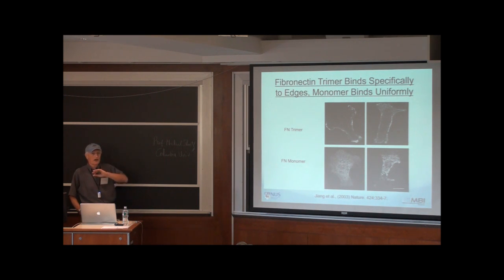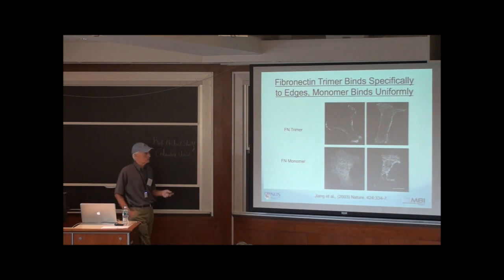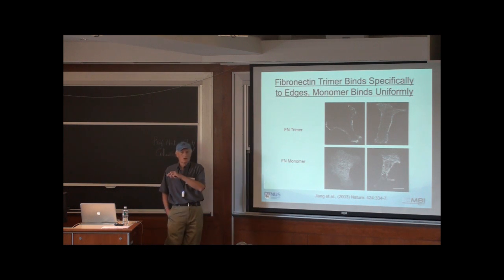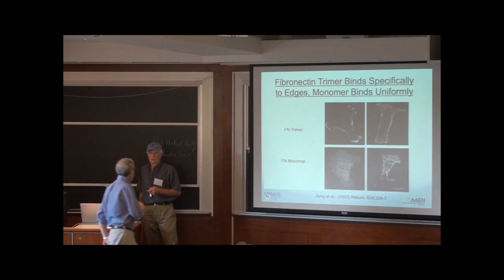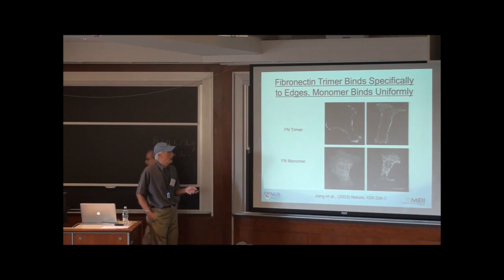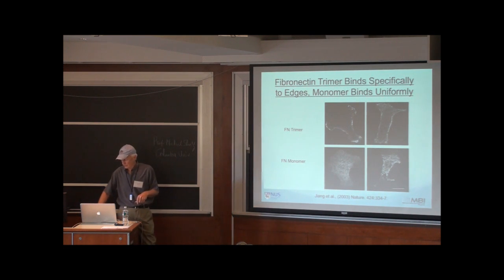So they're simply added in the solution, and there's a rapid wash and fixation at the same time, and then visualization afterwards. Okay. And what you find is that the trimer is binding at the edge, whereas the monomer is binding over the whole surface.